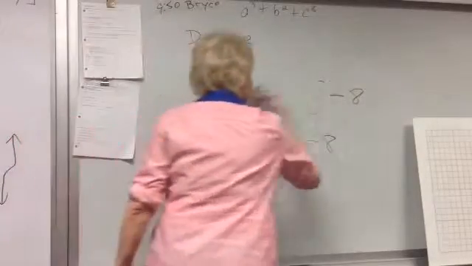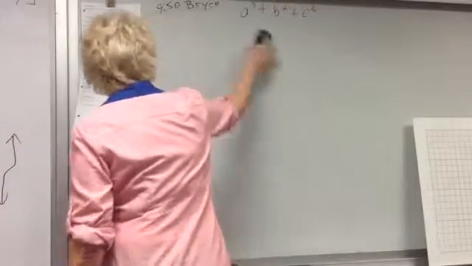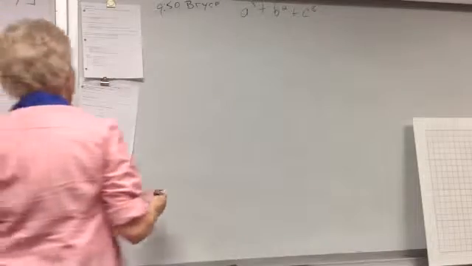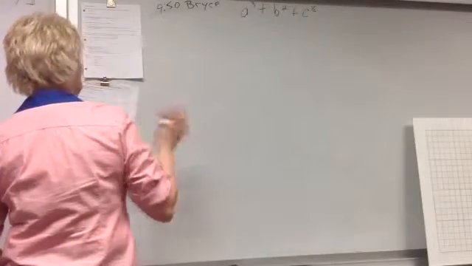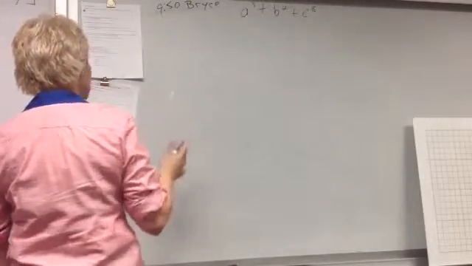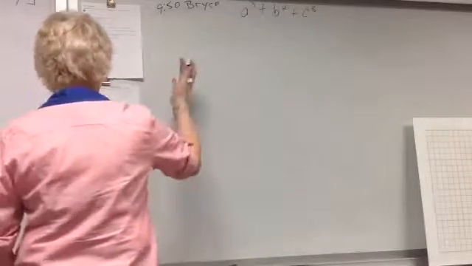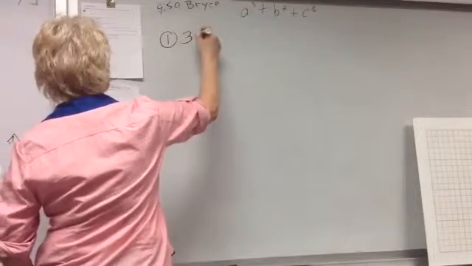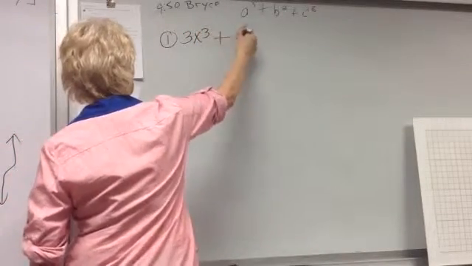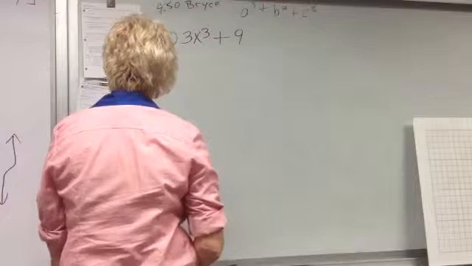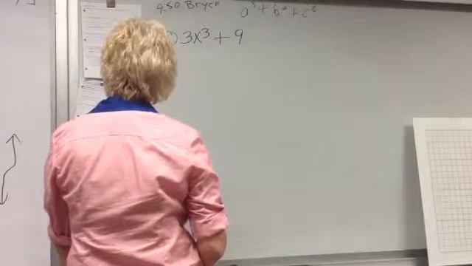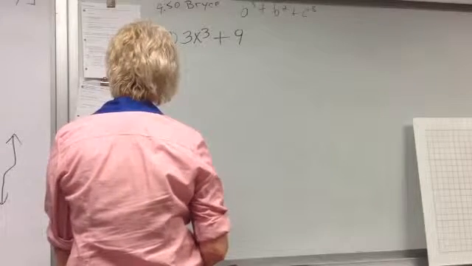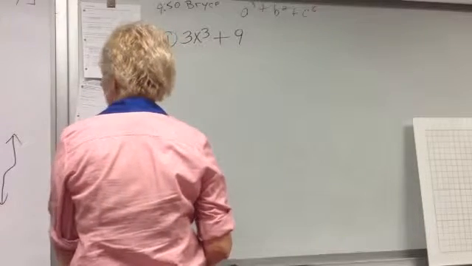So, let's go over how we're going to do the homework. I want to spend some time going over the test today. The first part of your homework, I'm going to do one of each kind. I'm going to do number 1, which is 3x cubed plus 9. It says, classify each polynomial according to its degree and how many terms it has.